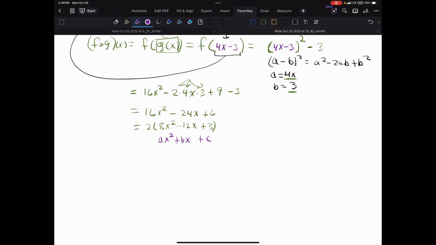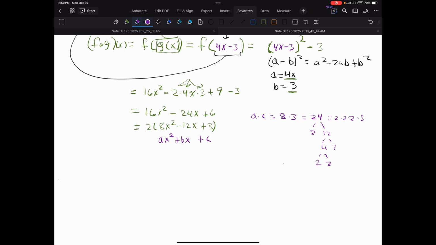Because when I do my a times c here, what am I going to get? I'm going to get 8 times 3, which will give me 24. And when I'm thinking about 24, I'm looking for factors of 24 that add up to negative 12, or have a difference of negative 12. If I think of 24, well, 2 and 12, 4 and 3, 2 and 2. And so I have three 2s and a 3. So that's going to be 2 times 2 times 2 times 3.